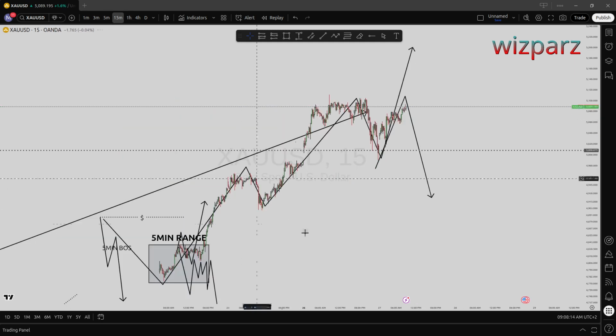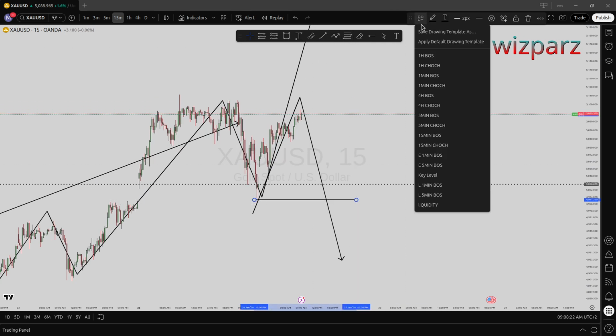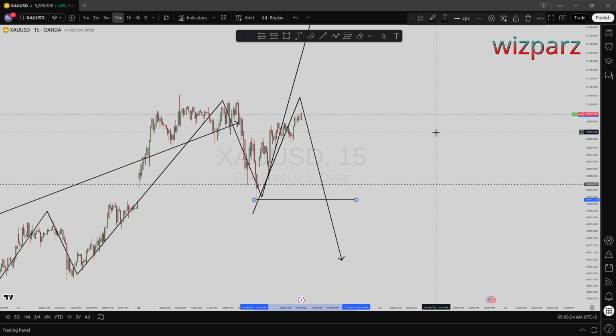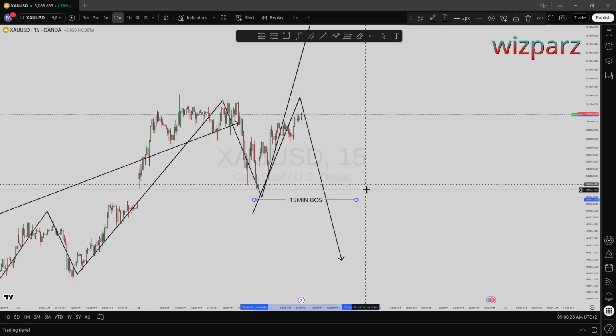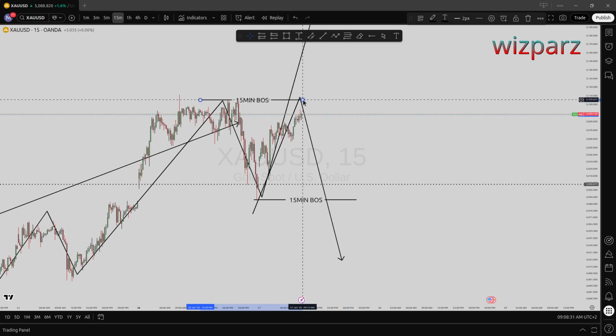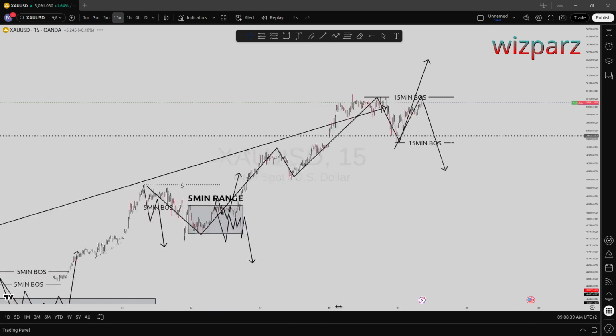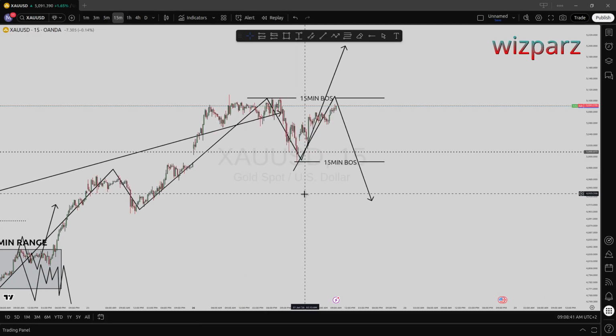So right now we can expect two things: price break to the downside, which will be a start of pullback, or price continue this 15-minute trend to the upside. So I'm currently waiting for this to happen on gold, to look for long or short.